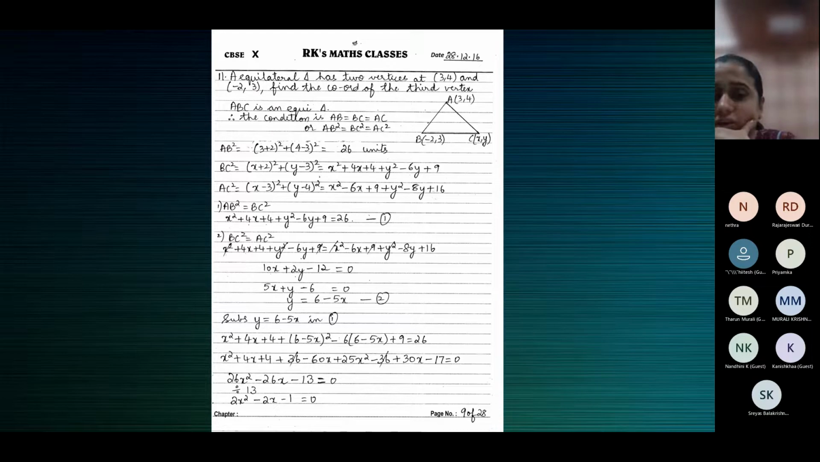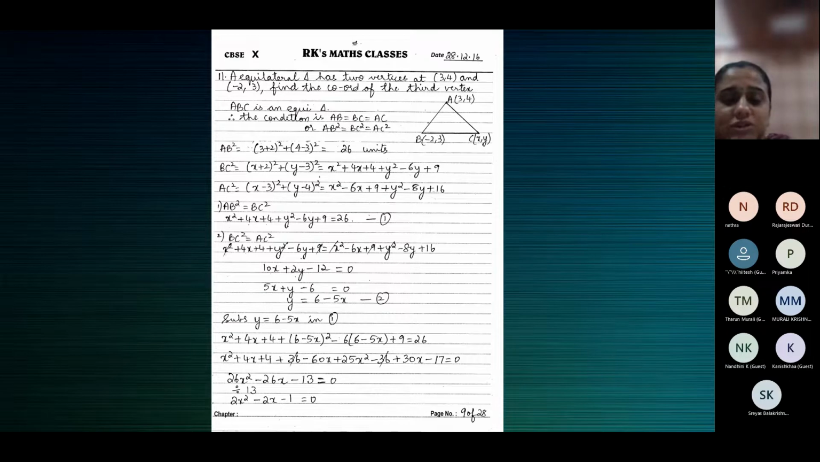All the three sides are equal. So square it, you get AB square is equal to BC square is equal to AC square. Find them separately first. What is AB square? What is BC square? What is AC square? And then equate. AB square is equal to BC square, that you will get one equation. BC square is equal to AC square, another equation.